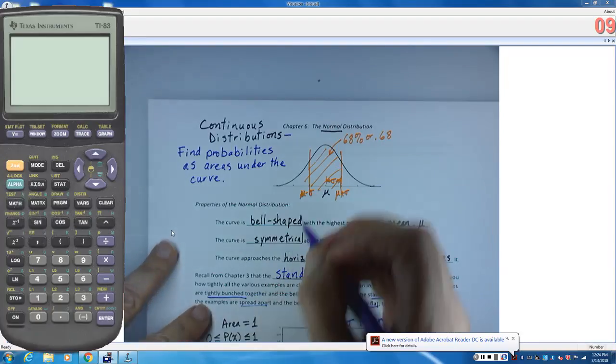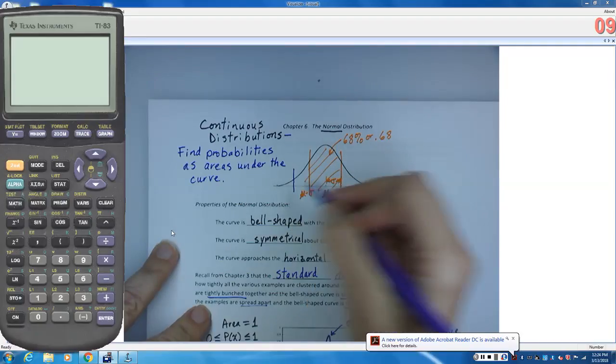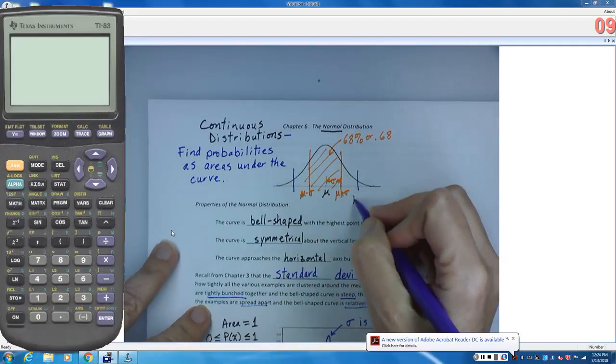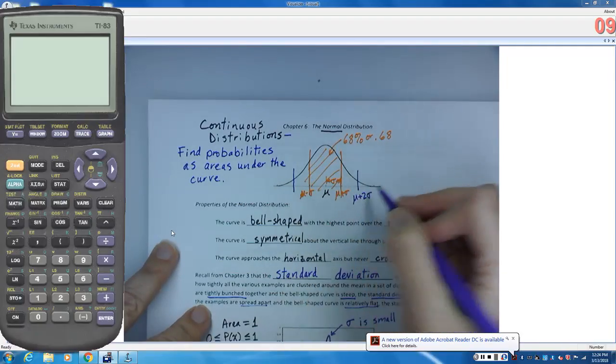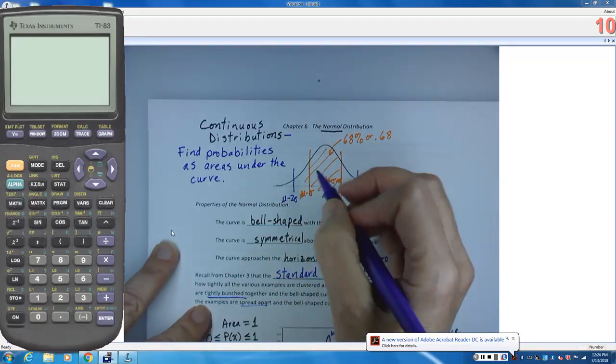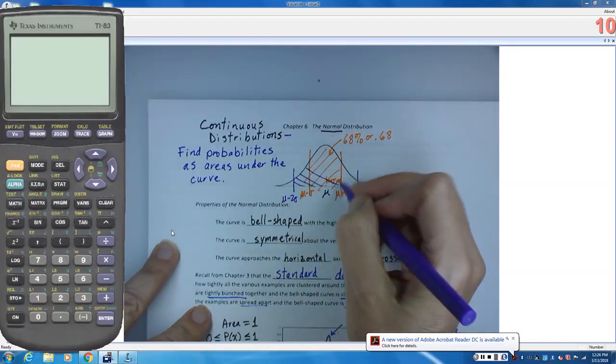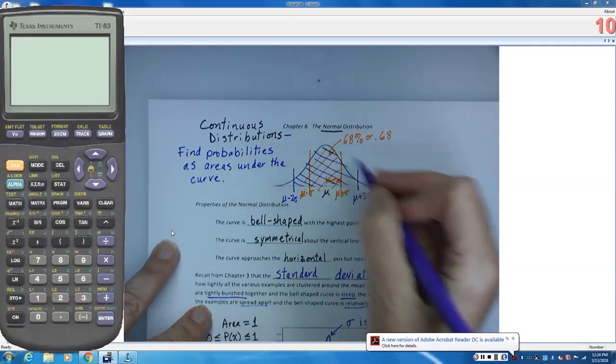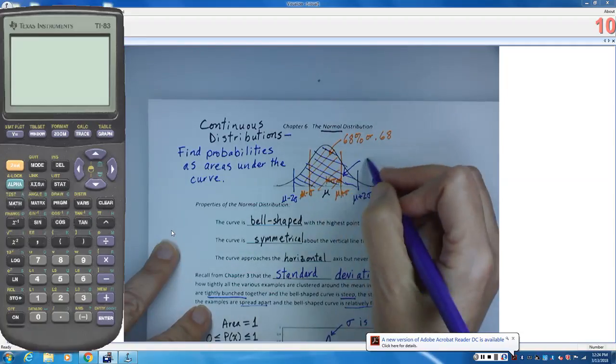Okay. So, and then between here and here, which is mu plus 2 standard deviations, mu minus 2 standard deviations, that area in purple here is 95%.